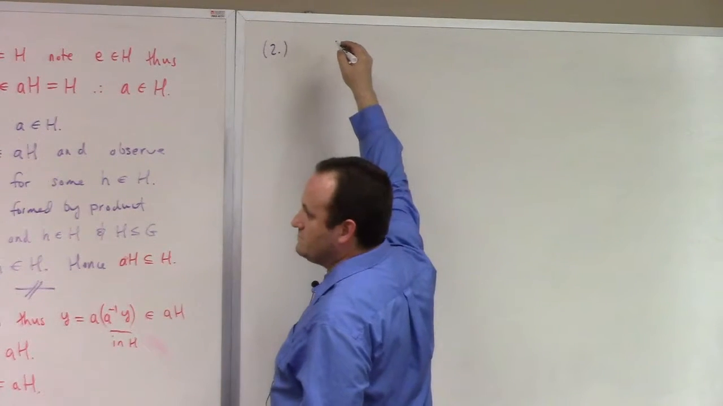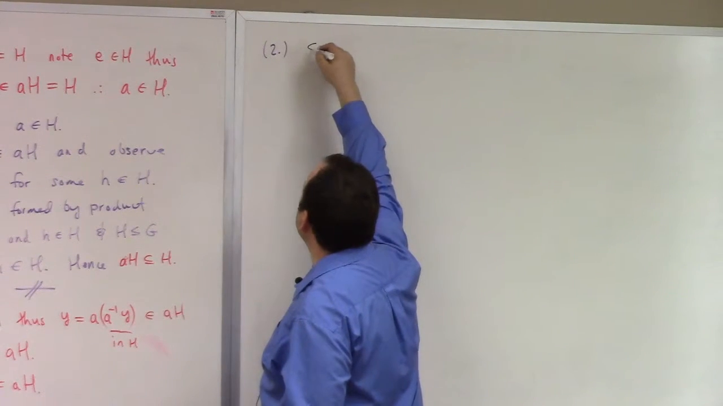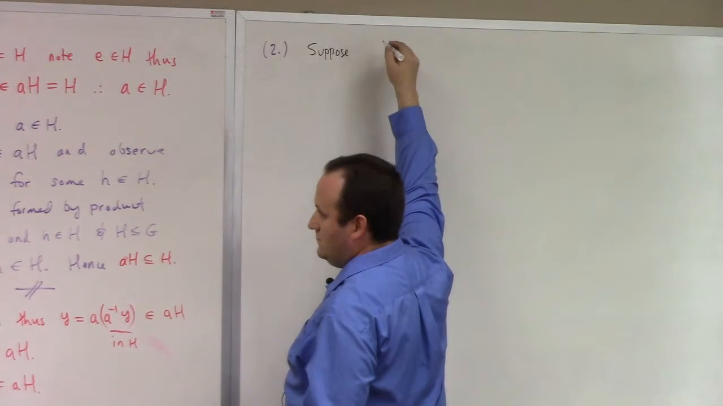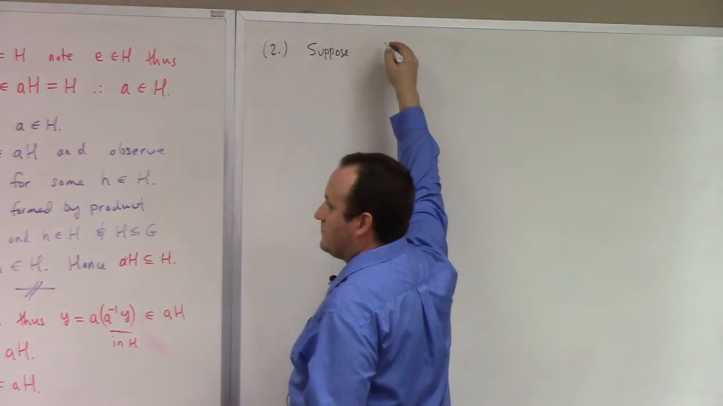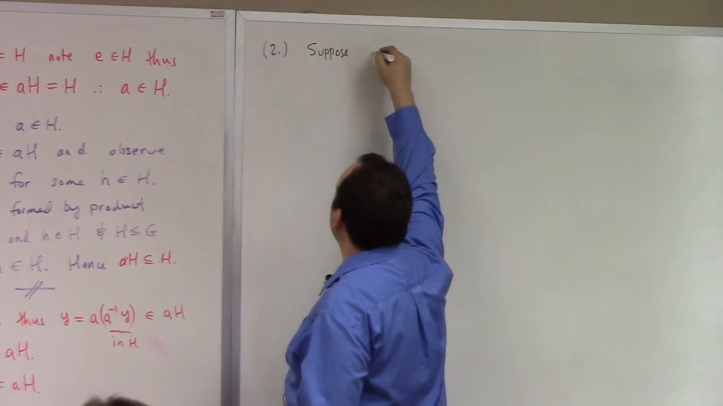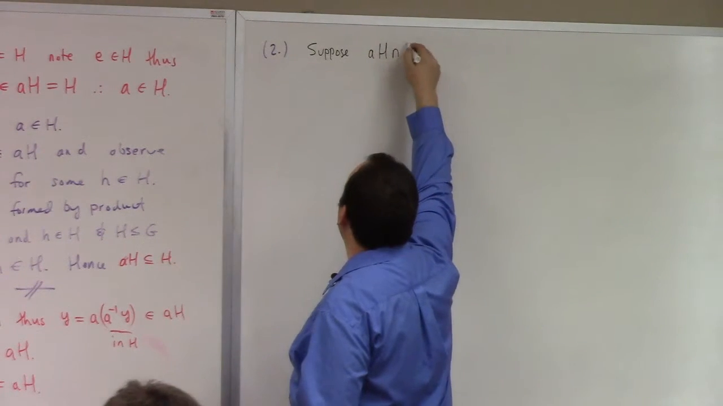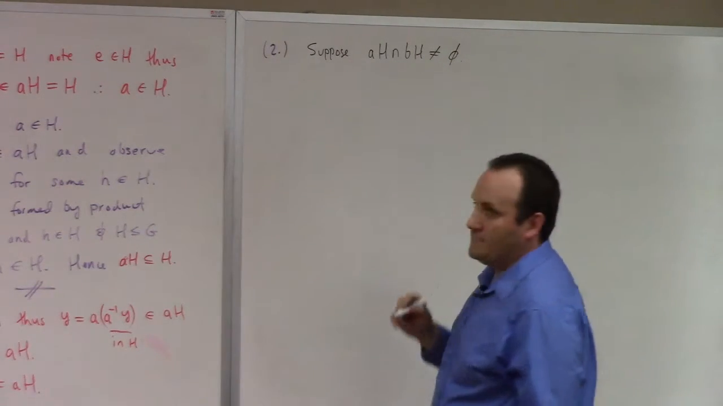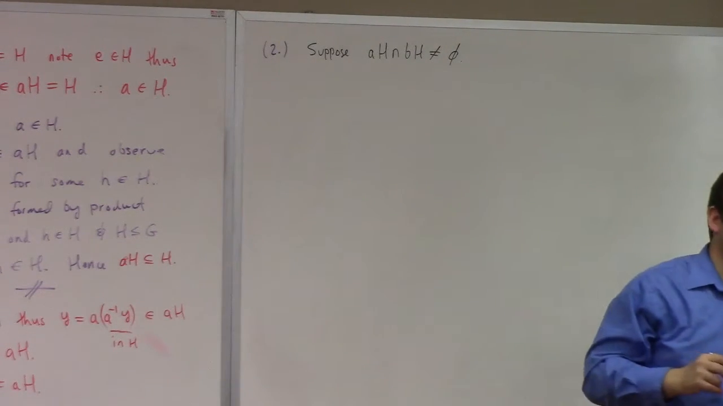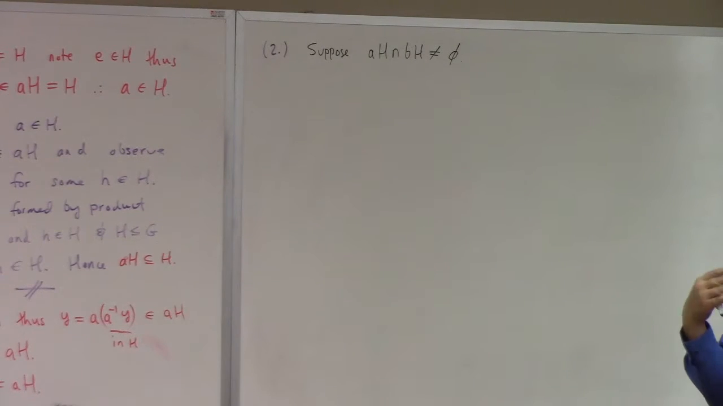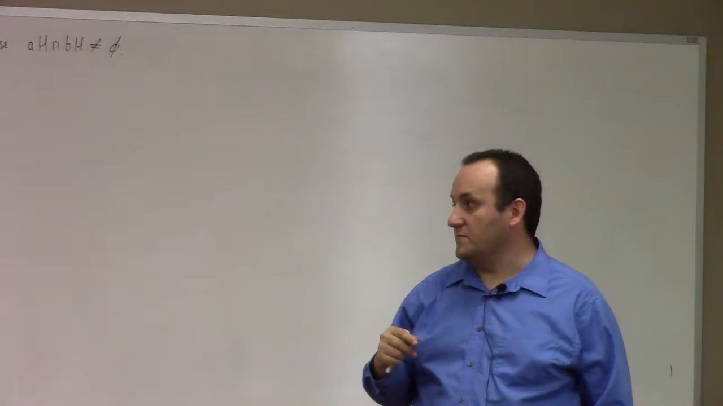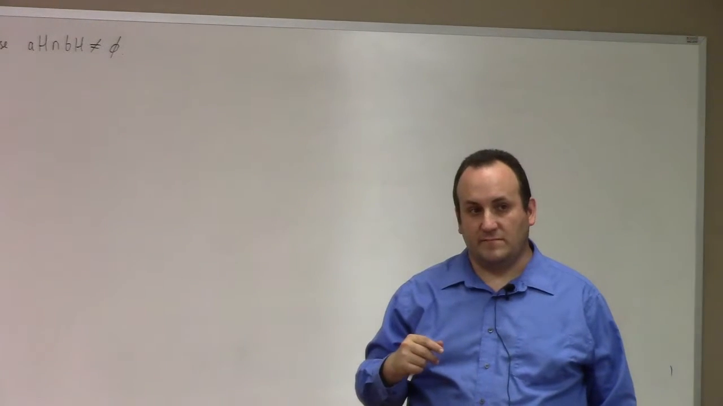How are we going to prove 2? Suppose AH intersect BH is not empty, right? What do we want to show? If we can show that in the case that the intersection is not empty, they're equal, then this proves 2, right? Does that seem logical to you?